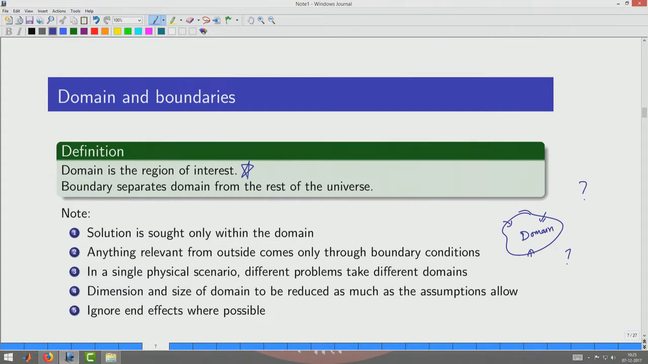So, identifying the right domain in a given problem is also half the problem solved. So, we must take this very seriously and see how simple we can make the domain. Sometimes it may happen that in a single physical scenario you have different problems that will be addressing different domains. For example, I will just scribble something here.